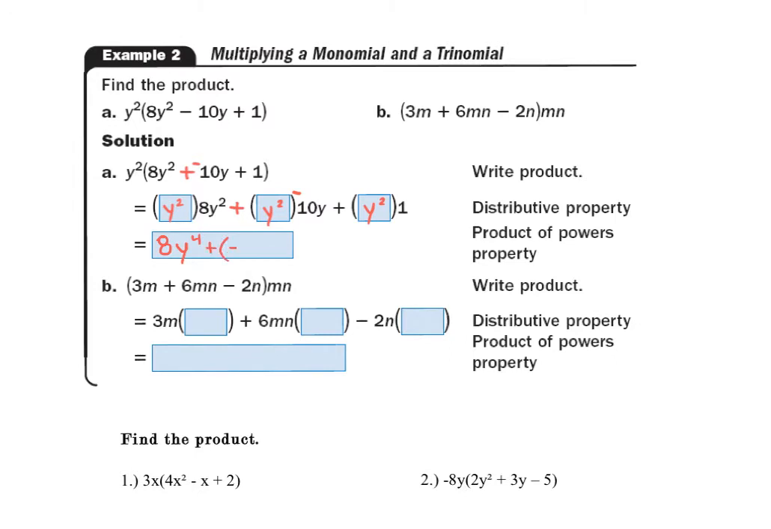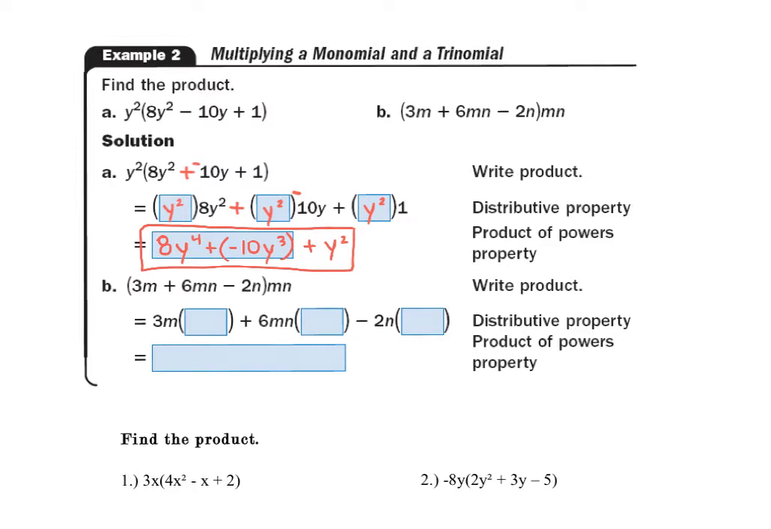Then plus -10y to the 3rd power, because I have y squared times y. And then plus y squared, or you could put 1y squared if you wanted. All right, again, make sure it's in standard form, which this is, so I am good to go because there's nothing else to combine there. Look at the next one. Ooh, this one has 2 variables, which is totally fine. You can absolutely have 2 variables.